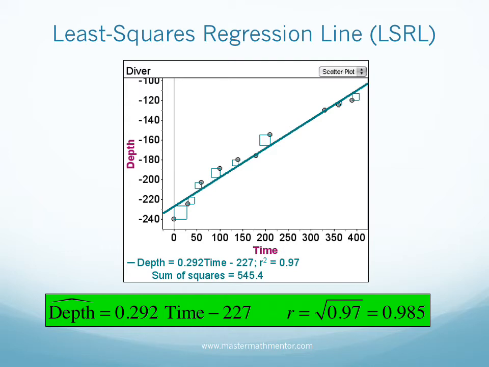Many software packages will give you the value of r squared when calculating the least squares regression line. We know that r is the square root of r squared. Since we know this is a positive association, r will be positive. The fact that r being 0.985 and so close to 1 tells us that the association is very strong.